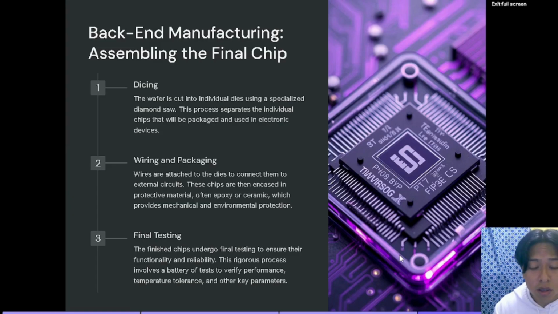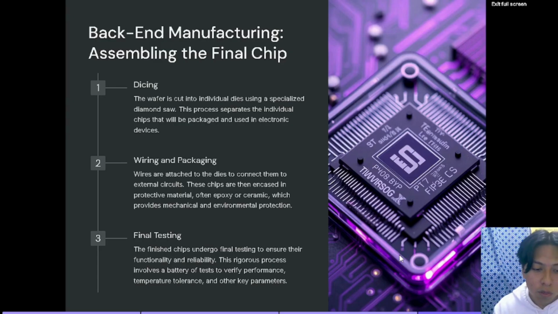And number two is wiring and packaging. The wires are attached to the dice, which are then encased in protective material and undergo final testing. The final testing is the finish the chips undergo.